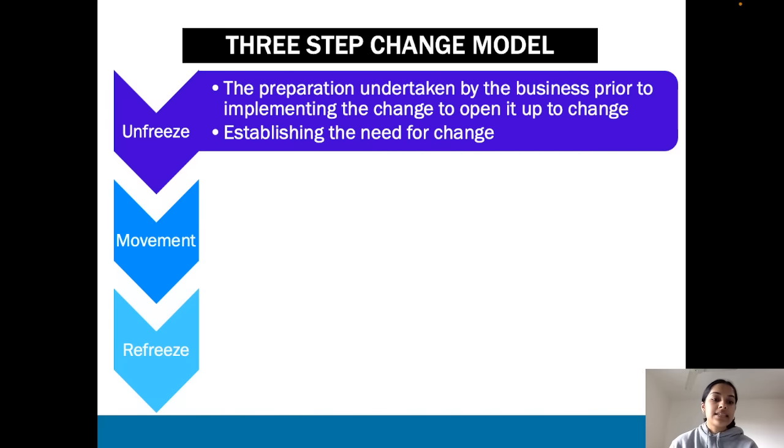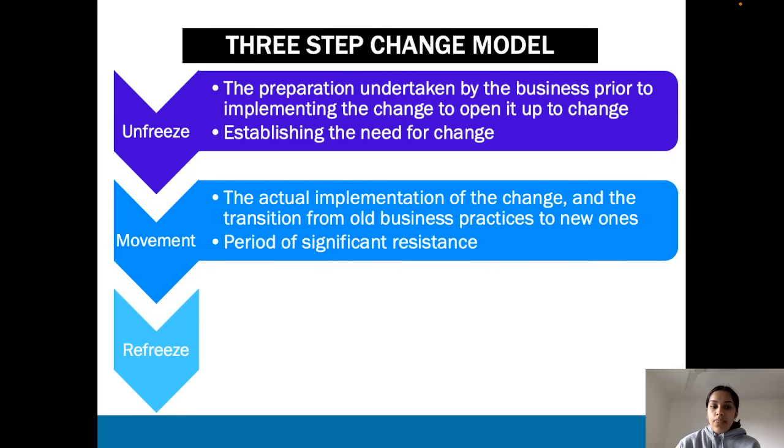Looking at these more specifically, with unfreeze, this is the preparation undertaken by the business prior to implementing the change, to really open it up to change. A key part of this step is establishing the need for change. This is when the manager communicates that this needs to change, and justifies why change needs to happen, so that the need for change is actually established. Employees are able to understand that, and that might help reduce resistance at the forefront.